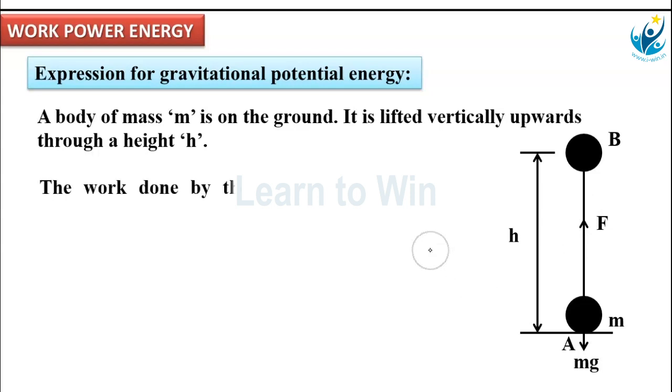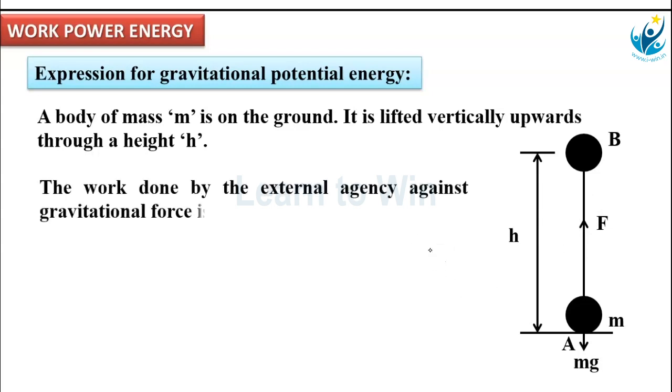The work done by the external agency against the gravitational force is, you know, for a constant force, W equal to F S cos theta. But here, the displacement and applied force are in the same direction, so theta is 0 and cos 0 is 1. This means F into S is the work done, W equal to F dot S.